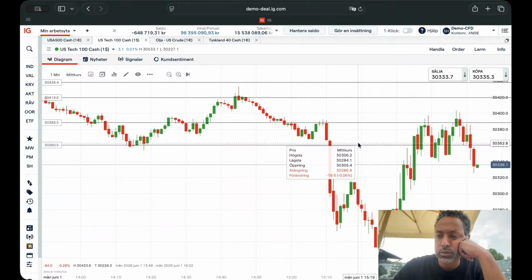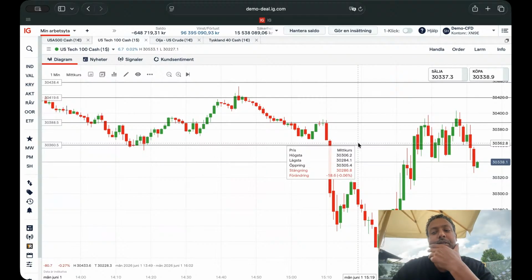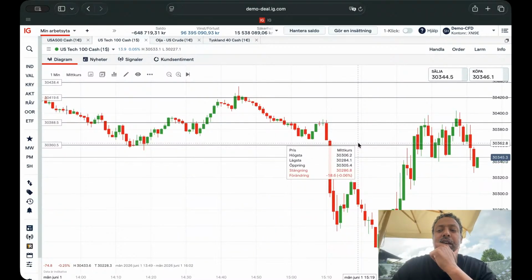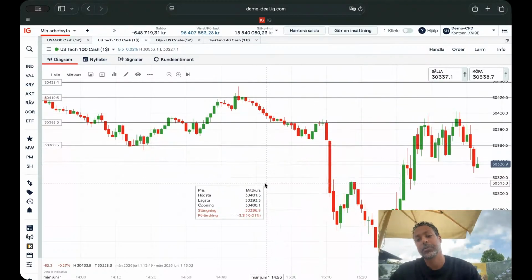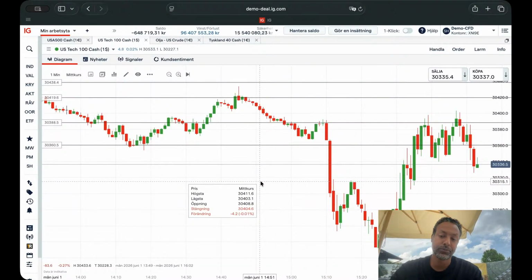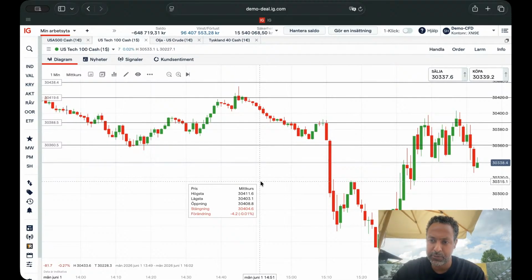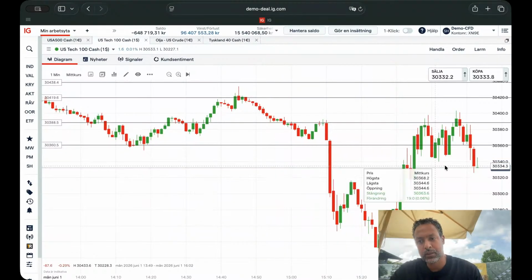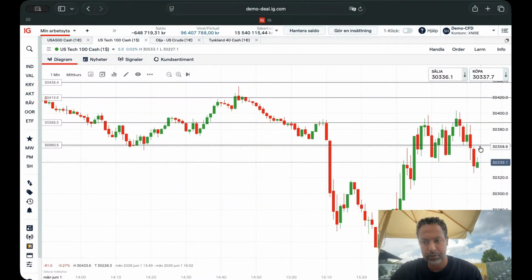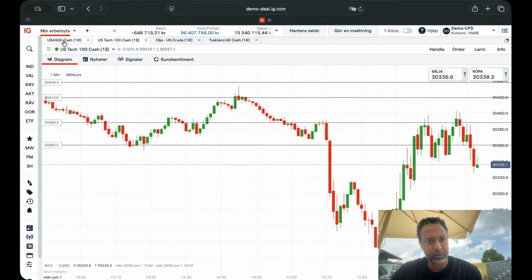So let's see if we dare to come back in. So we could have gone short here. It's a bit unstable today, so I'm a bit careful. So we'll see if we will be back up here or if we want to go down a little bit.